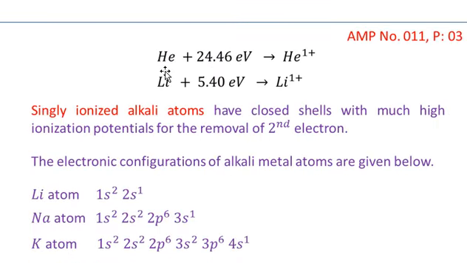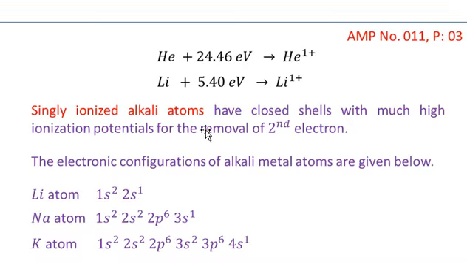This is an example. If 24.46 electron volts of energy is given to the helium atom, it is singly ionized, giving helium plus 1. But if you give 5.40 electron volts to the lithium atom, it is singly ionized. So for the alkali metal atoms, the ionization energy is much lower in comparison with its counterpart in the noble gases. For example, the counterpart of lithium in the noble gases is helium.